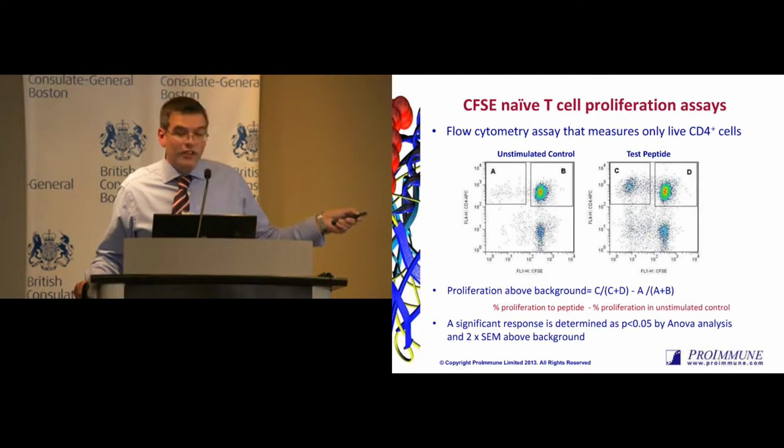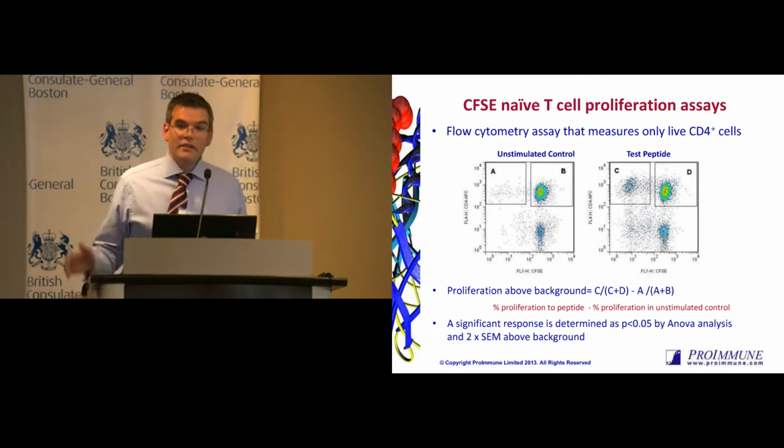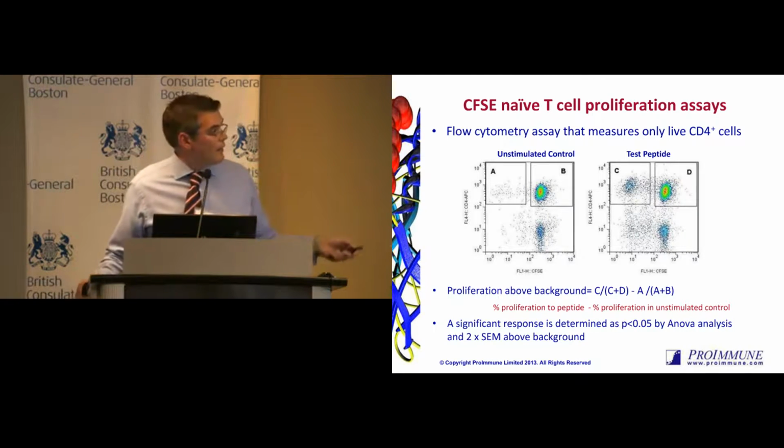Then natural turnover will occur, which means some cells will fall into this quadrant A, where they're still CFSE positive but have become dimmer, and of course they are CD4 positive high. Test articles, or all the individual test peptides, are also incubated in those cells, and where you have a strong amount of proliferation, the cells move from quadrant D to quadrant C.